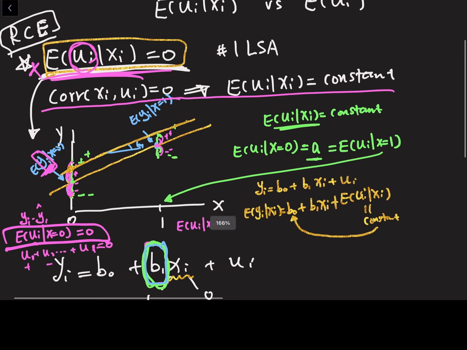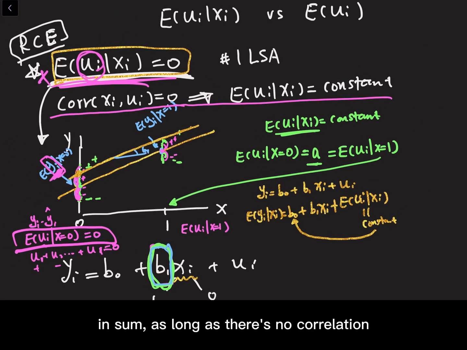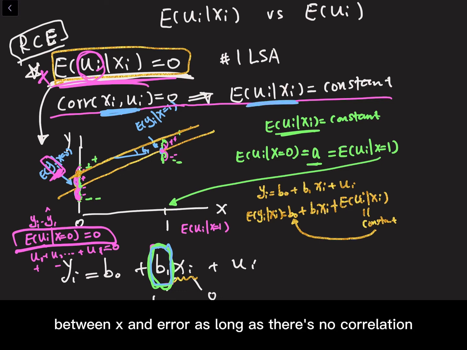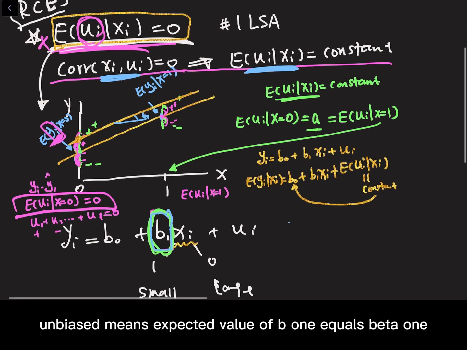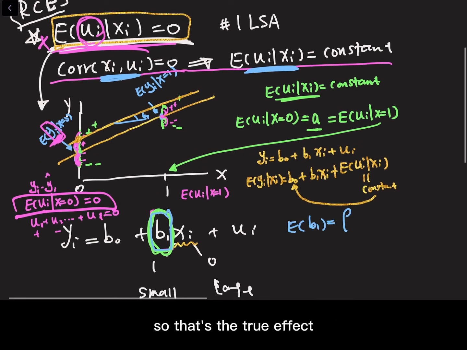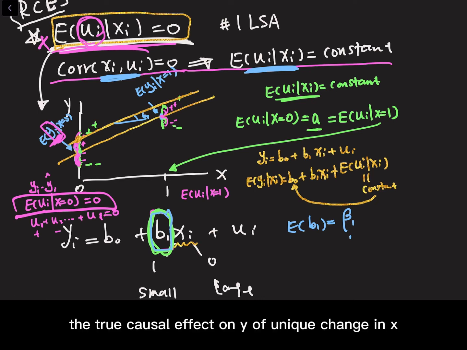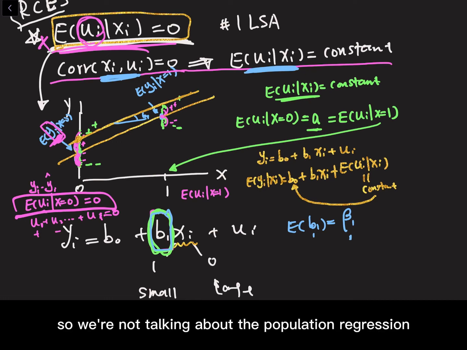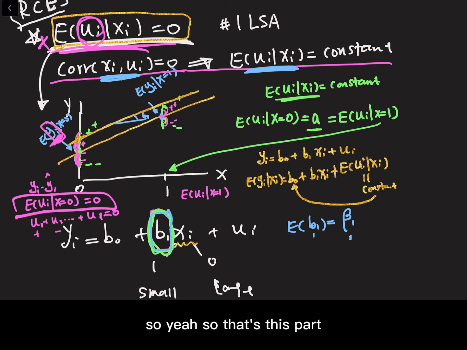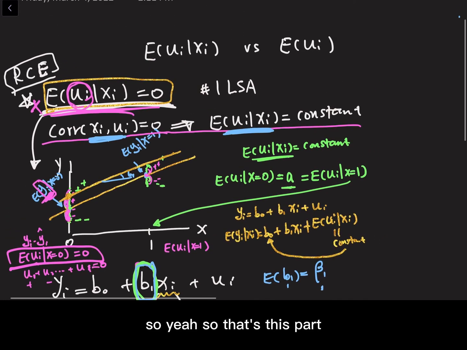So b1 can still be interpreted as the causal effect on y of a unit change in x. Okay, so in sum, as long as there's no correlation between x and error, your b1 will be unbiased. Unbiased means the expected value of b1 equals beta 1, the true causal effect on y of a unit change in x, and b1 is the estimated effect. So we're talking about the OLS estimates or OLS estimators here, not the population regression line. Okay, so that's this part.